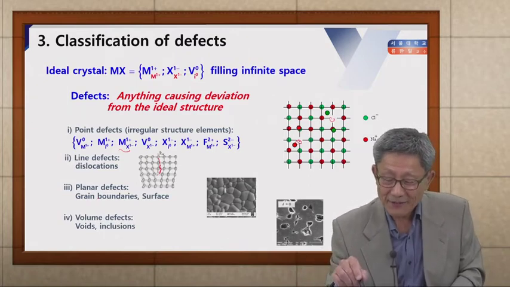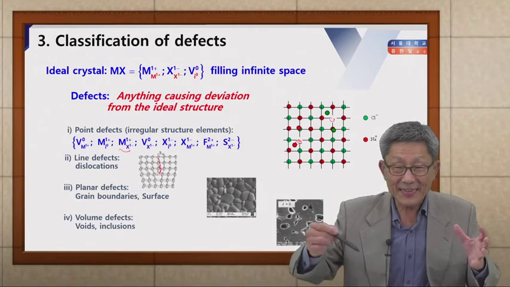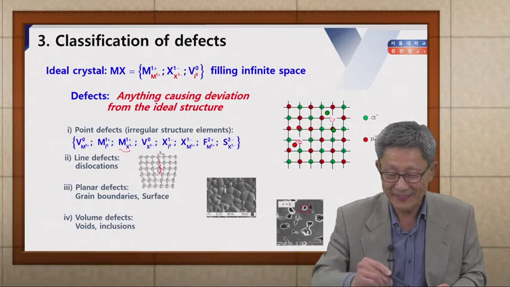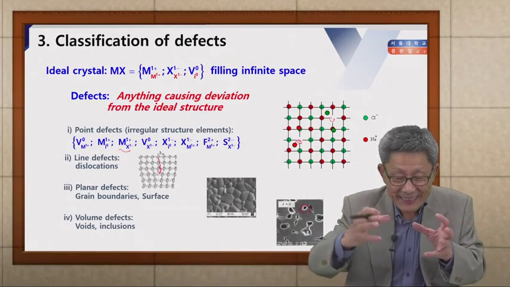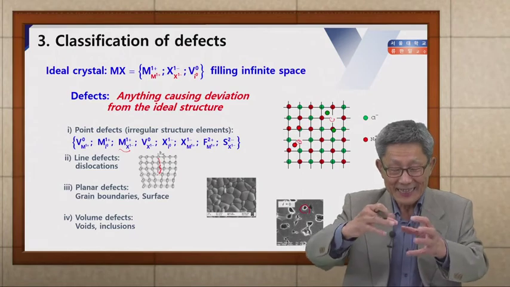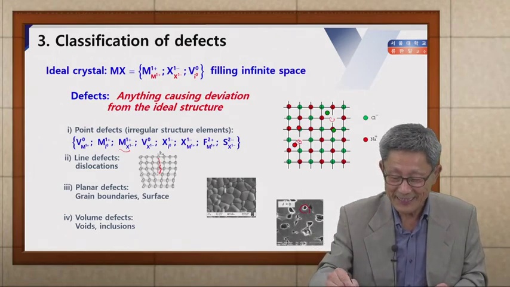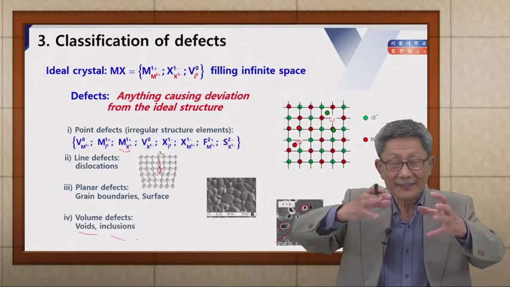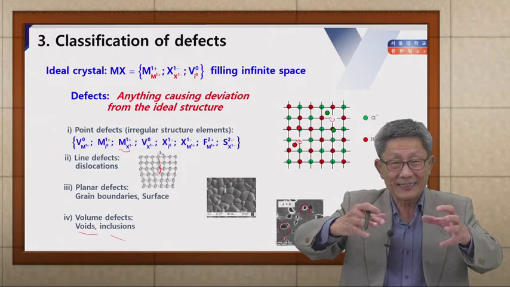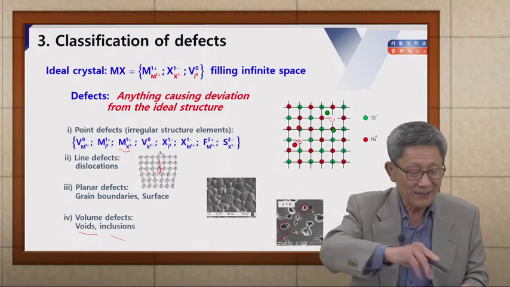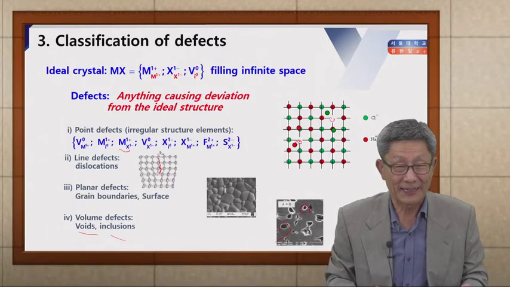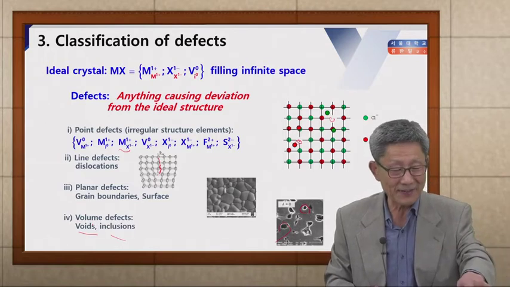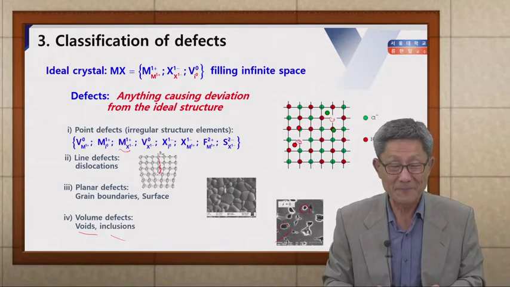Now, let's consider that the vacancies are condensed to make one void like this. Or interstitials can assemble into a kind of inclusion, as you can see somewhere here. So these are voids and inclusions, which take up three-dimensional volume. Therefore, these defects are called volume defects. So there are actually four kinds of defects: point defects, line defects, planar defects, and volume defects.